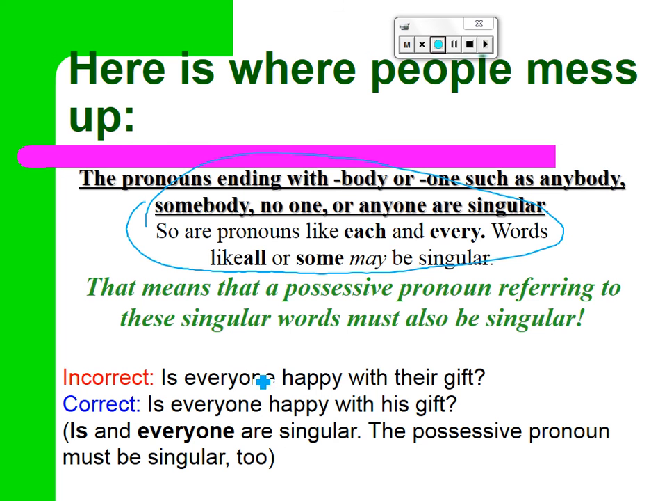Okay, so incorrect is: everyone happy with their gift. A lot of people speak that way, and it sounds okay, but it's incorrect because everyone is singular, so that means I cannot use a plural possessive pronoun to match. I'll have to use a singular one, so I can say his or her, to match the singular indefinite pronoun.